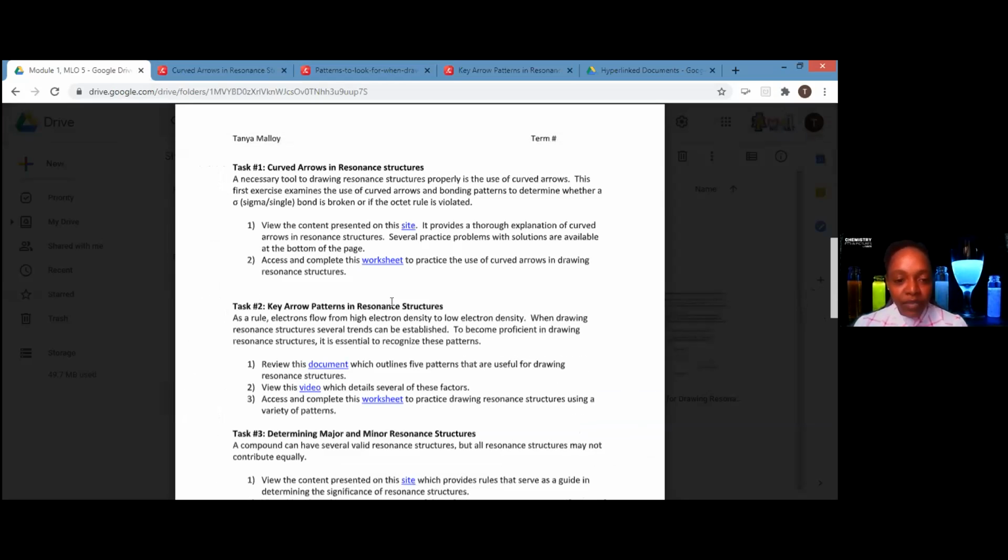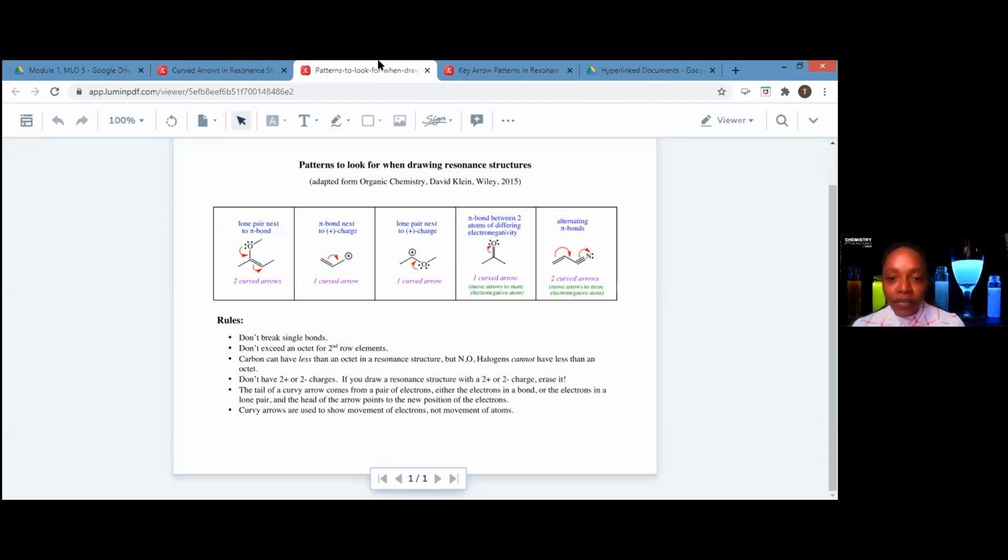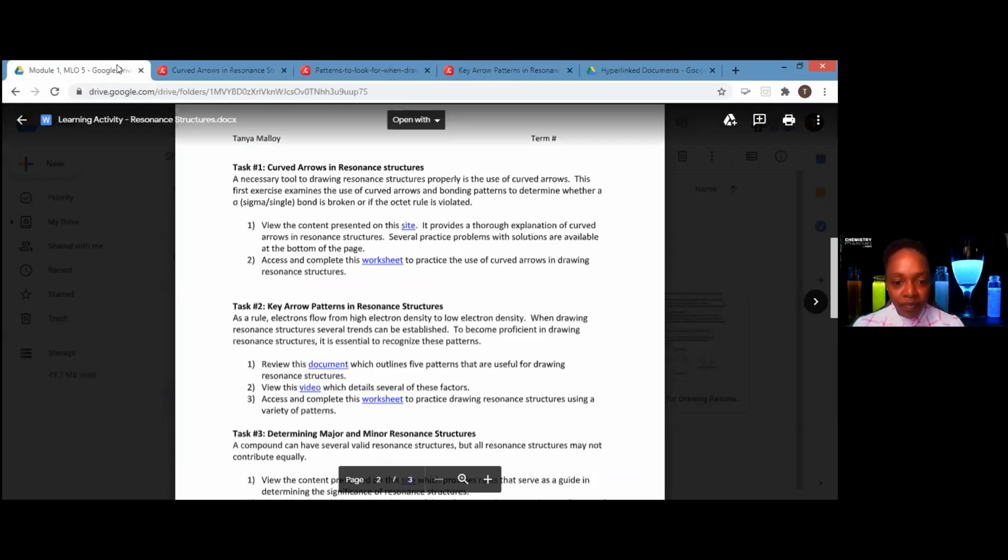The second task, which we have here, is key arrow patterns in drawing resonance structures. So again, the students can review a document for the patterns that they should look for. There were 5 main patterns that we asked the students to focus on. We also listed the rules that they need to keep in mind to draw valid resonance structures, and then later on also evaluate the importance or stability of a group of resonance structures.